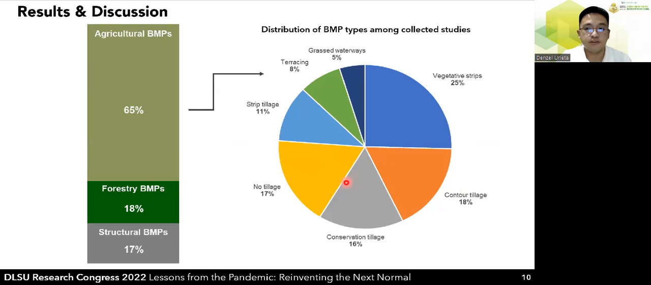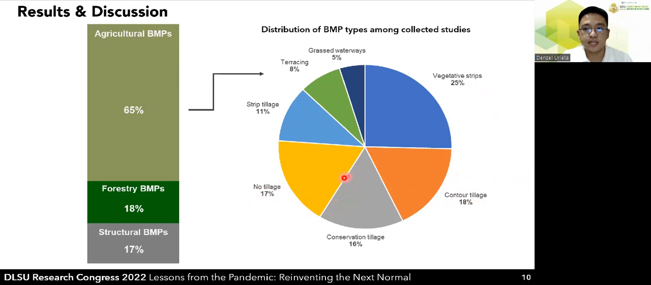Moving forward, among the collected studies, these three BMP types were the most applied: agricultural BMPs, forestry BMPs, and structural BMPs, as previously shown earlier. Agricultural BMPs occupy about two-thirds of the total from the collected studies. Within these BMPs, vegetative strips were the most employed, modeled, and simulated among the relevant other BMPs, followed by contour tillage and no tillage.